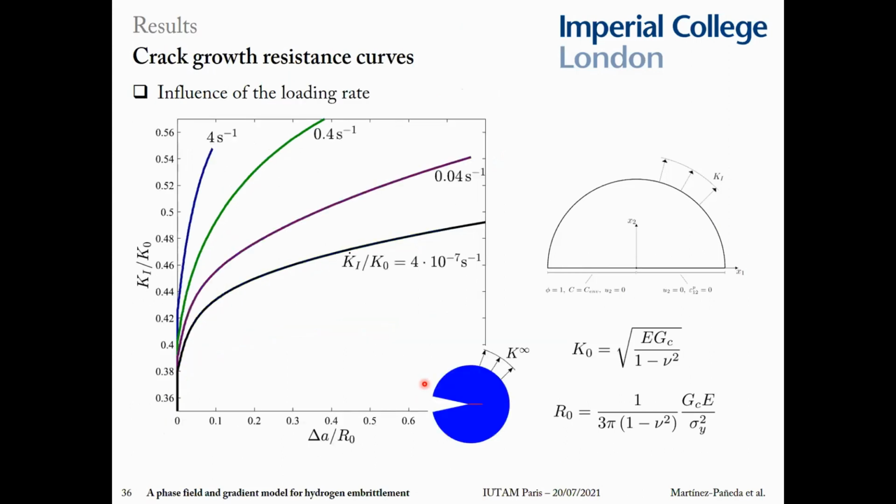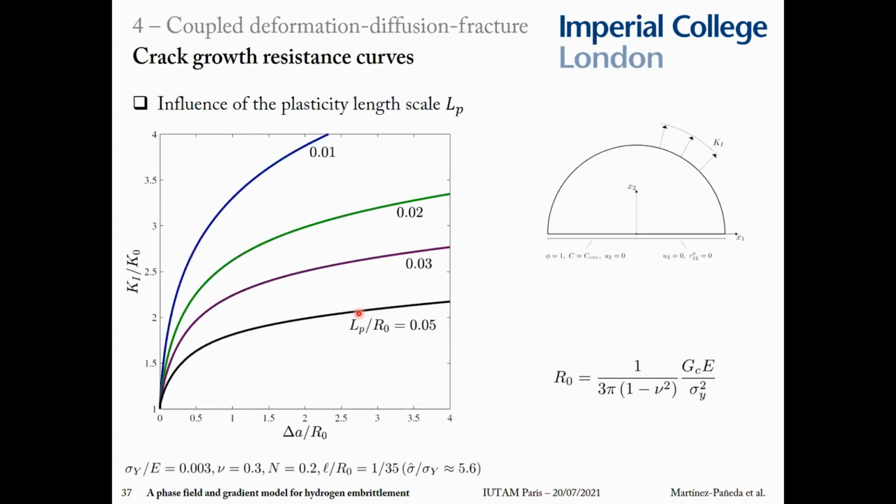The second aspect is that we can capture the influence of the loading rate. So these are transient calculations, of course. If you load very slowly, then your solid is going to be more brittle because there's going to be more hydrogen. Hydrogen has enough time to go to the fracture process zone. That's the main difference. And then we're going to check the influence of the plastic length scale.